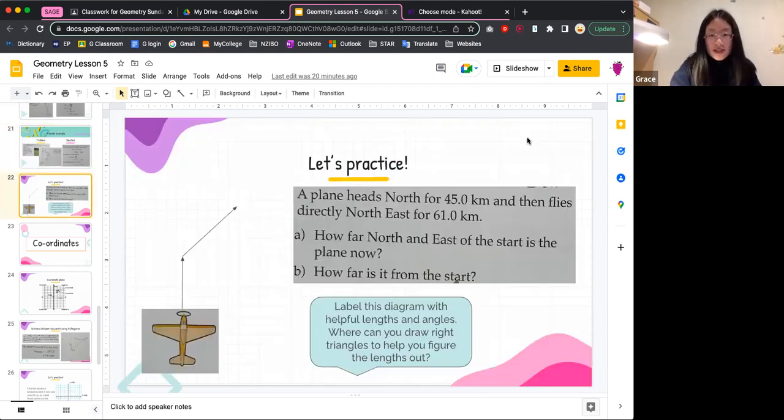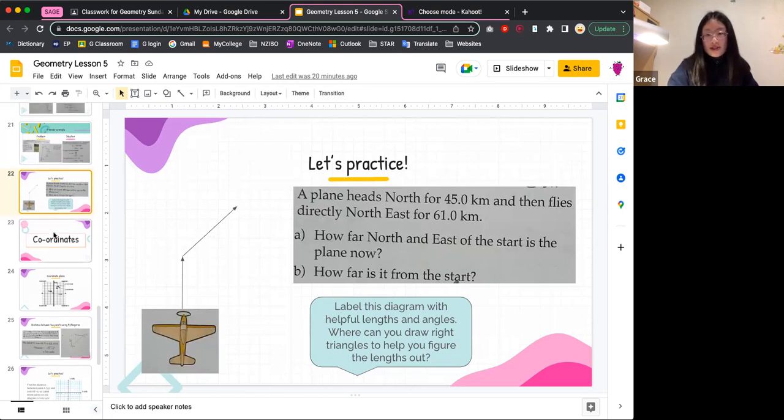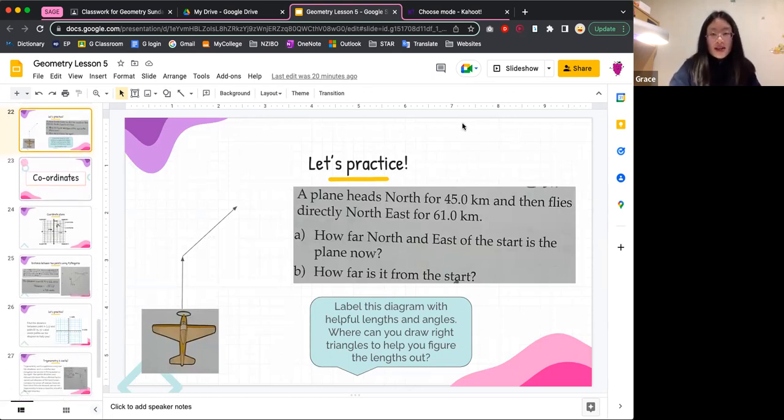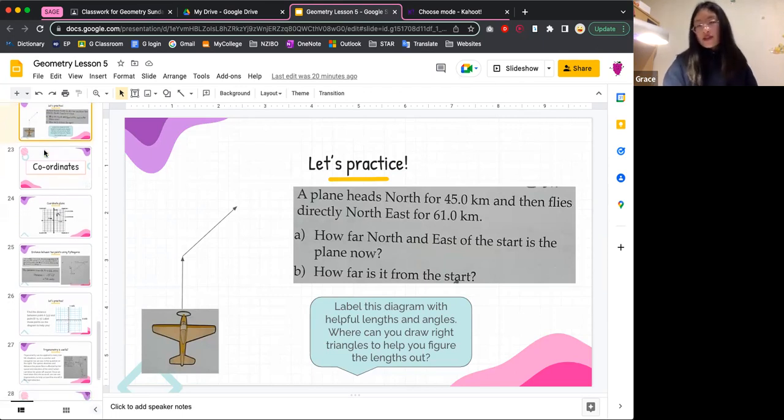Okay, this is just a practice question for you guys. I think we won't go through that now because I also have coordinates to go through and we're running a bit low on time, but feel free to have a go at that in your own time and send me your solutions if you want me to have a look at them too.